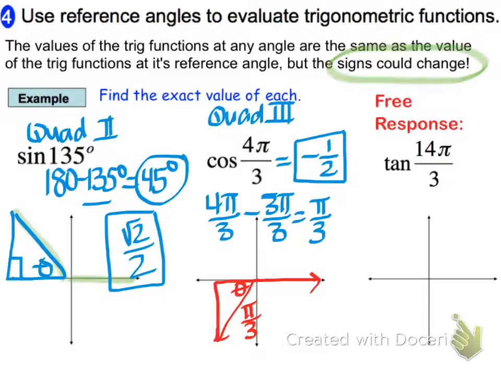Your free response question is to find the tangent of 14 pi over 3 using reference angles. So I really want you to try to use these reference angles, and this is where we'll end our video for today.